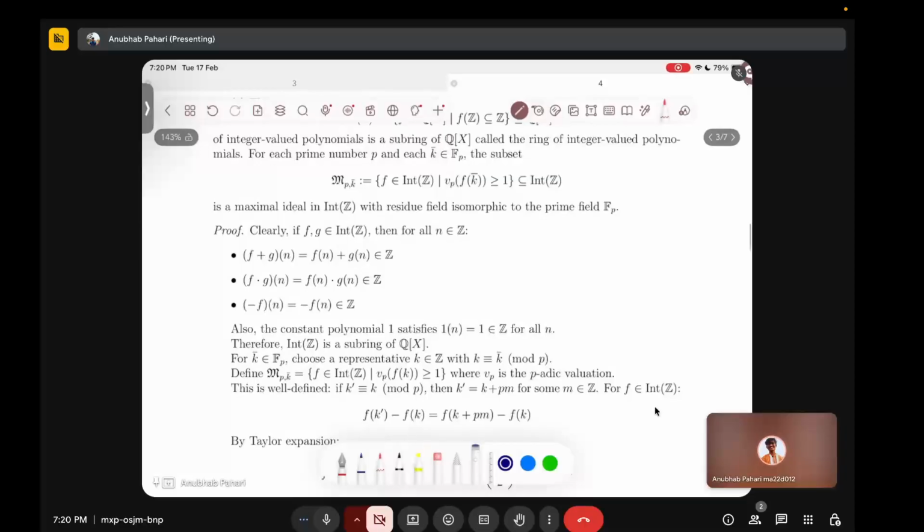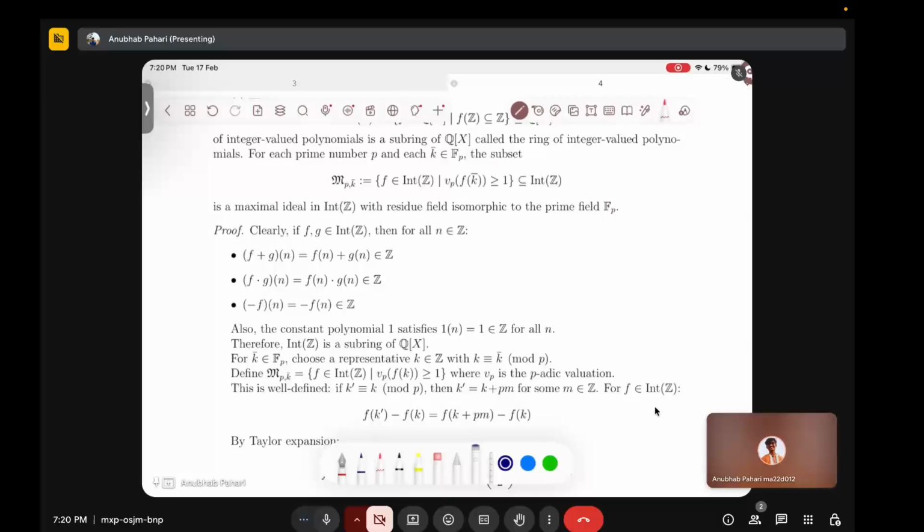Clearly, if f and g are coming from Int(Z), then for all n coming from Z, you can write it as this, right? (f plus g)(n) equals f(n) plus g(n). (f · g)(n) should be f(n) g(n), and (minus f)(n) should be minus f(n).